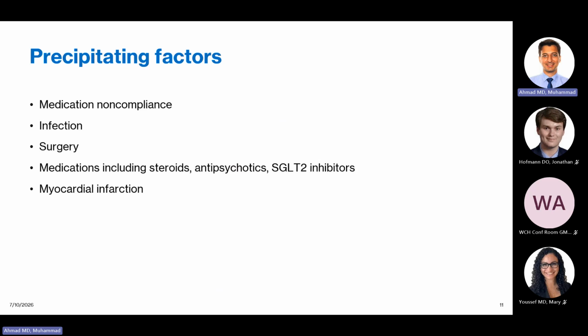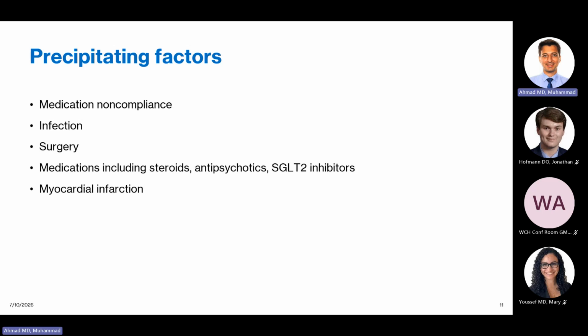So like in our patient, probably they didn't take it. The most common infections noted are pneumonia, urinary tract infection, and surgery. As we know, surgery is a very high catabolic state because of the steroids and the epinephrines. For medications, including steroids, antipsychotics, and SGLT2 inhibitors, we already mentioned euglycemic DKA and myocardial infarction, which again is the body under a lot of stress, which can trigger diabetic ketoacidosis.